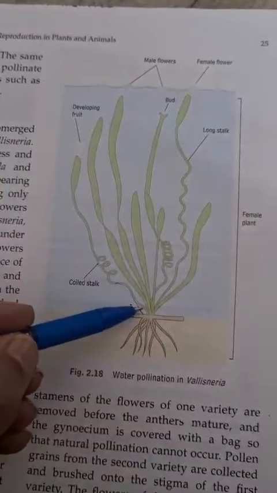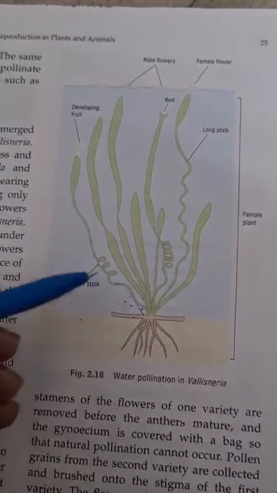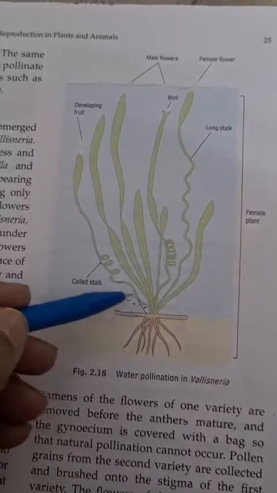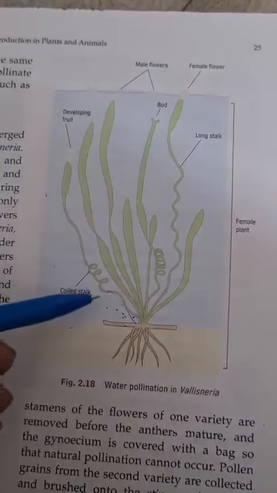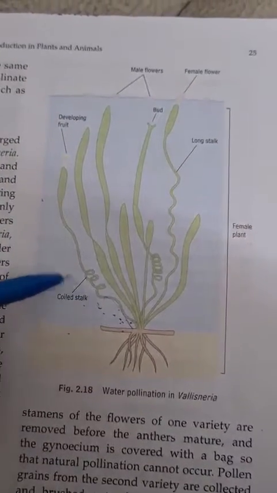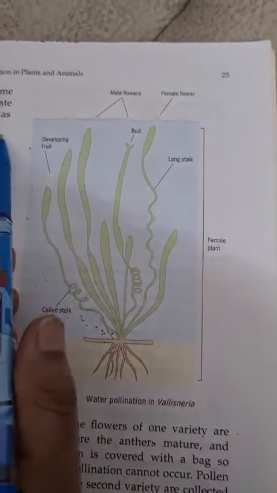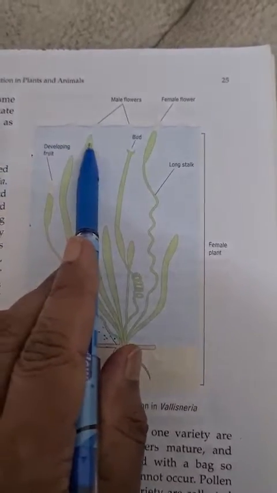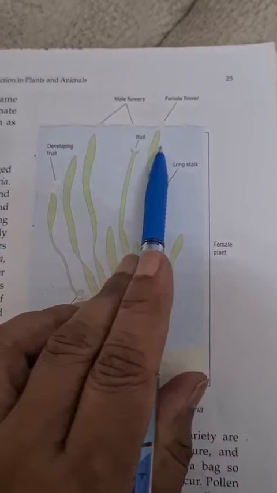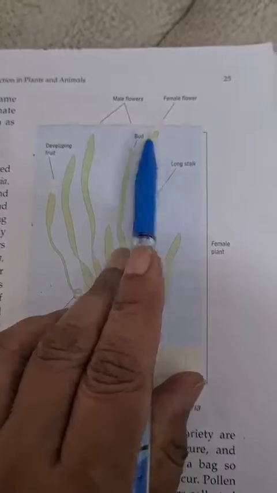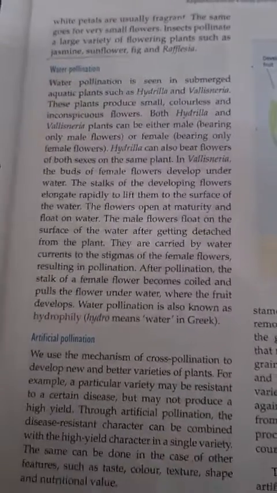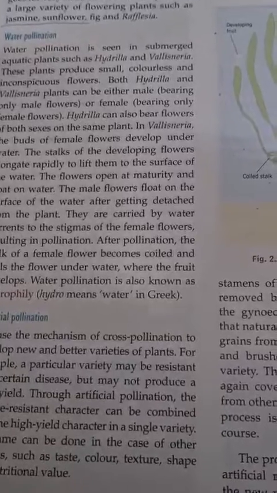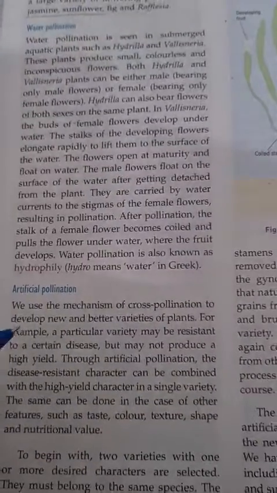When they get mature, like the male flower, as they grow at the bottom, they get detached from the plant body, and due to their specific gravity equal to the water, as soon as they get detached from the plant body, they come to the surface and start flowing with the moving current of the water. On the way, if a female flower is there, they meet with it and pollination occurs. This water pollination is also called hydrophily. Hydro means water.